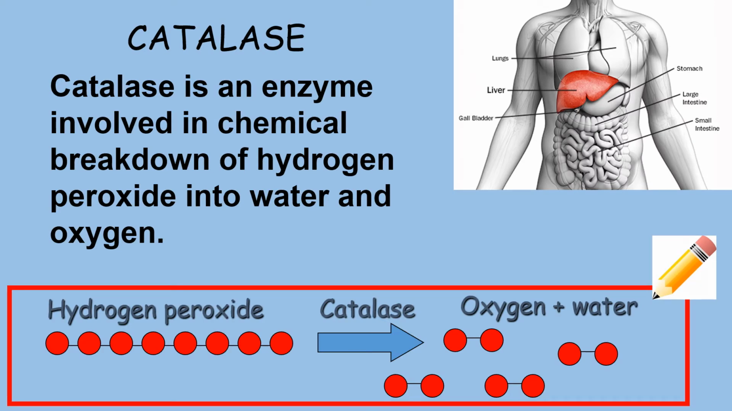So the next enzyme we need to look at is catalase. Catalase is an enzyme involved in the breakdown of hydrogen peroxide into water and oxygen. So this is another degradation reaction.